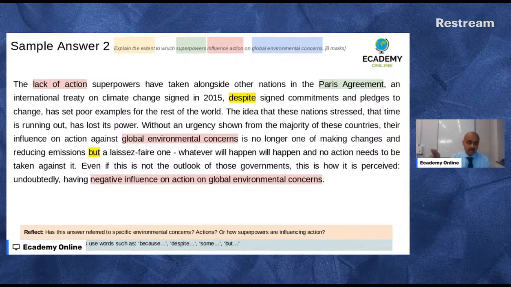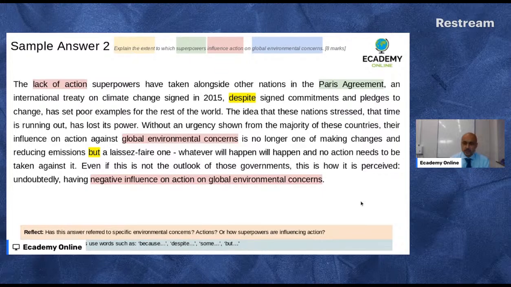Look, this is the action. This is the problem. This is how some superpowers are positively influencing and reducing drought or reducing deforestation, and then do a separate paragraph saying, however, some countries, X or Y, are not doing this, and this is how they are not being positively impacted to reduce their environmental concerns. Okay? So again, hopefully that's been helpful for you to look at.